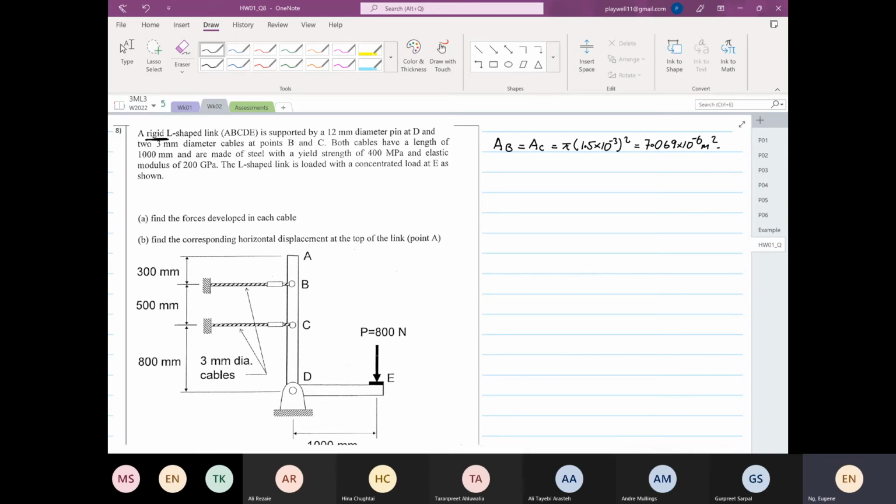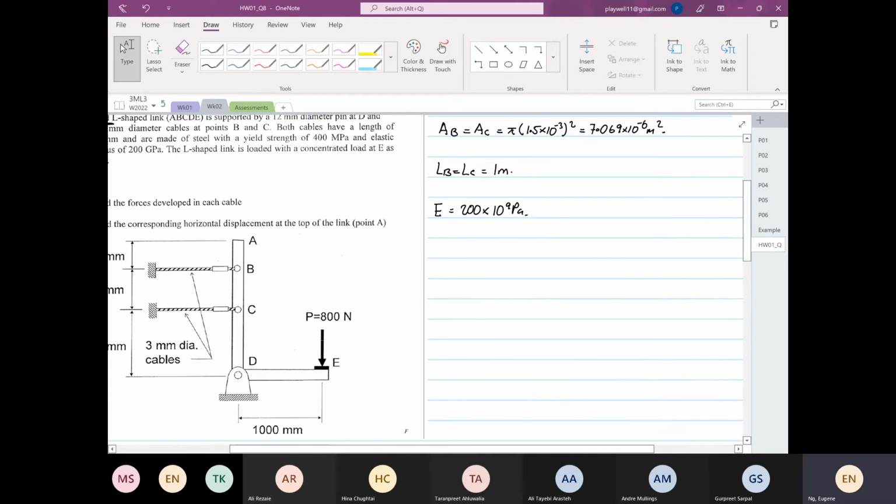Then we have the length of the cable at B equal to the length of the cable at C, and we know that is 1 meter. All these are given. Then we know the Young's modulus is equal to 200 times 10 to the power 9 Pascal. Next, we are going to construct the free body diagram.